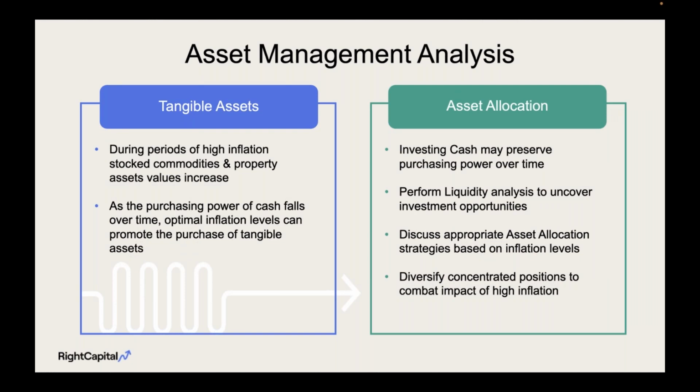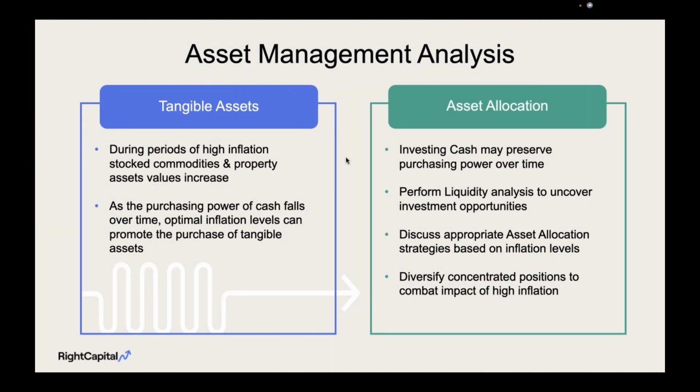But in terms of the actual asset allocation strategies, we know that over time, historically speaking, invested assets, stocks, right, have outperformed inflation up until this point. And so investing maybe excess cash can really preserve that purchasing power over time. So what that means is within Right Capital, for example, and other planning tools potentially, you can run a liquidity analysis to uncover those maybe potential investment opportunities where we didn't know they were available.